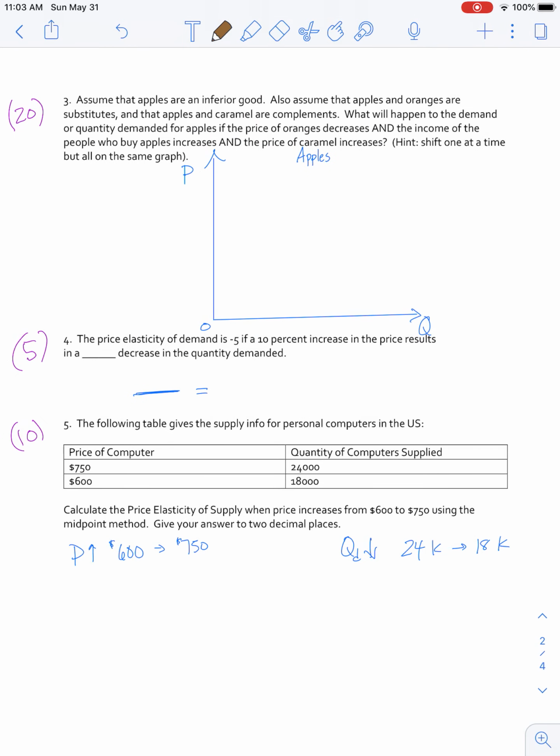Number 3, assume that apples are an inferior good. Now, this question has several parts, right? Assume that apples and oranges are substitutes, that apples and caramel are complements. What will happen to the demand or quantity demanded for apples if the price of oranges decreases and the income of people who buy apples increases and the price of caramel increases, right? So we got a lot of stuff going on here all at the same time.